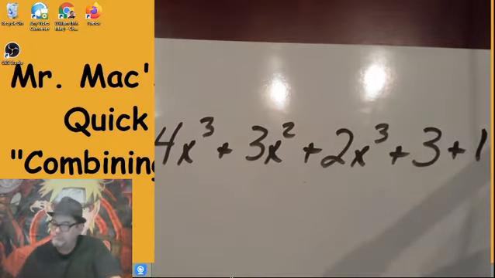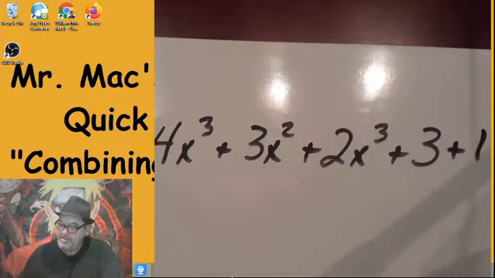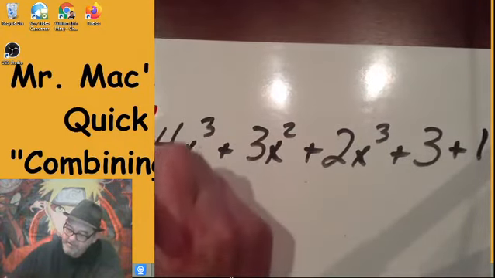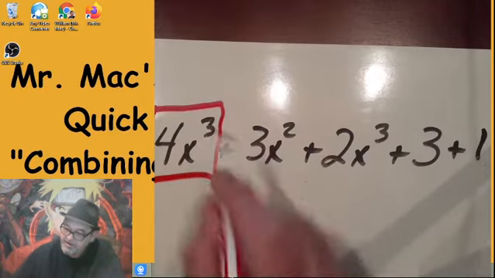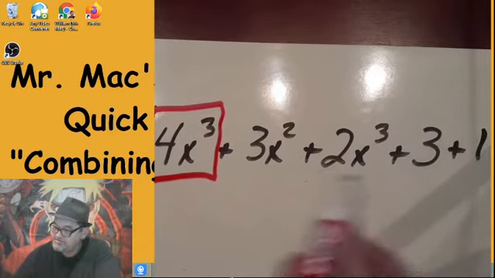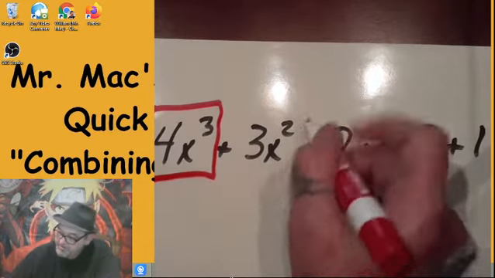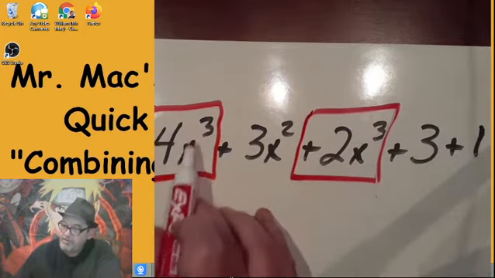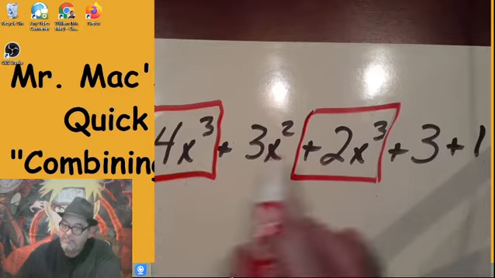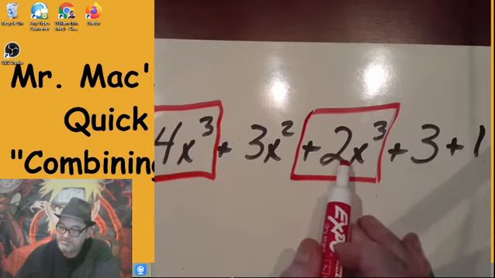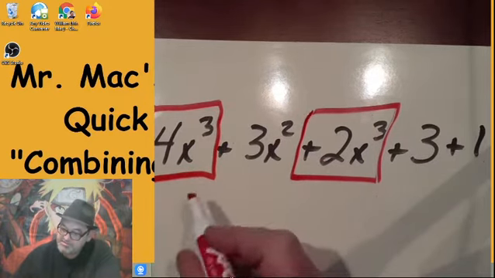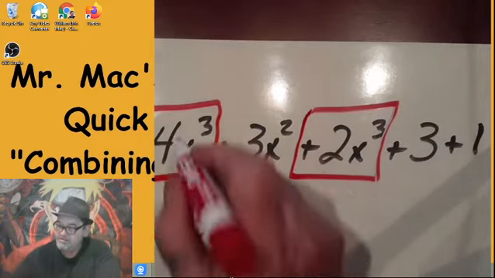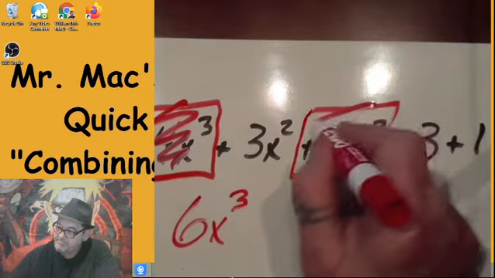So what kind of terms do I have here? Well, let's start with this one. I have x to the thirds. Are there any other x to the thirds in this expression? Yes, there's some right here. So I have 4x to the third, and I'm going to combine it with a positive 2x to the third. So 4 plus 2 is 6x to the thirds. Okay, so I'm done with this, and I'm done with this.